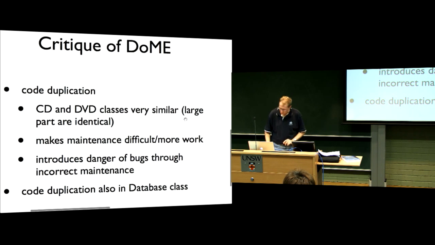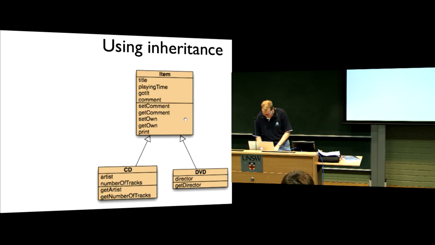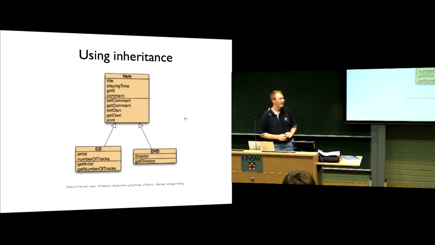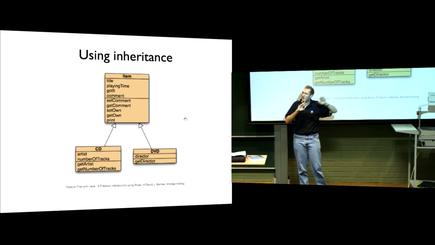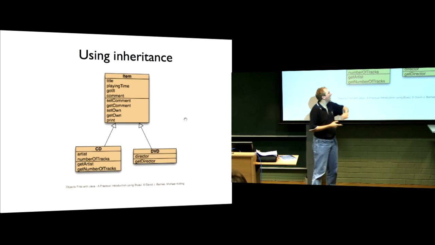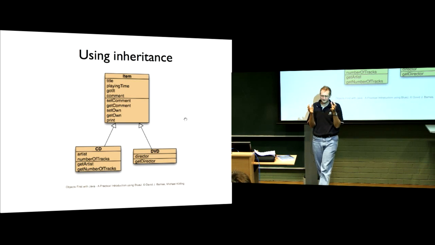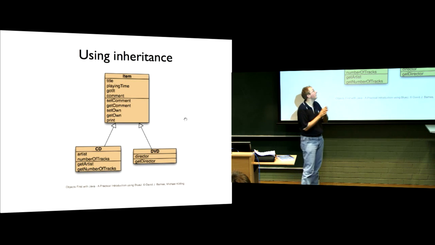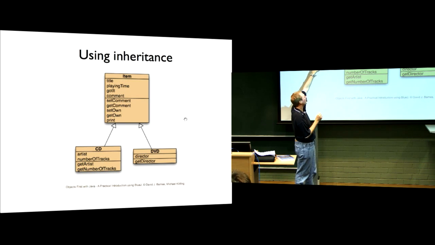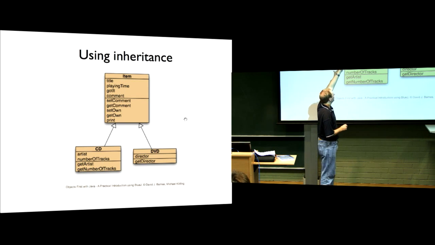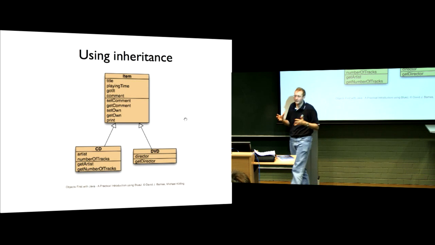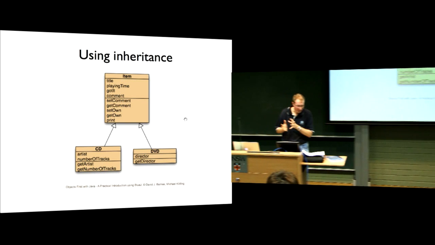Essentially, what it means is, instead of having two classes, one for the CD, one for the DVD, you introduce a third class, and that third class contains all of the common stuff. So in this situation, we have the item class, and it contains all of the common things that the CD and the DVD have. So we've got a title, it's got the playing time, it's got the got-it field, whatever that means. It's got the comments. It also has all the common methods. So you can set comments, and you can get comments. You can set who owns it, you can get who owns it, you can print out the information. And that class contains all of the common information.